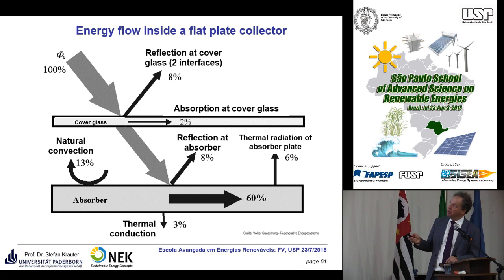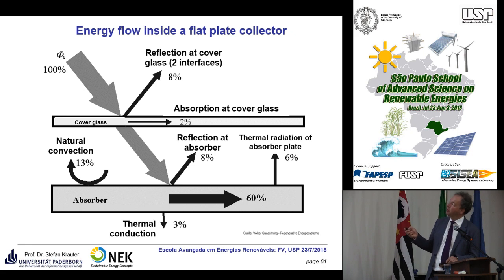Also, if you don't buy a very expensive quartz glass, you have some absorption in the vicinity of 2%. And then you have the absorber, which is not perfect, so you lose some to reflection also on the absorber. Then this is converted into heat, and this heat is also not perfectly transmitted. You have some natural convection because the absorber is hot, the air gets hot and gets a buoyancy because the density is lighter, it goes up, and you lose about 30% of that.